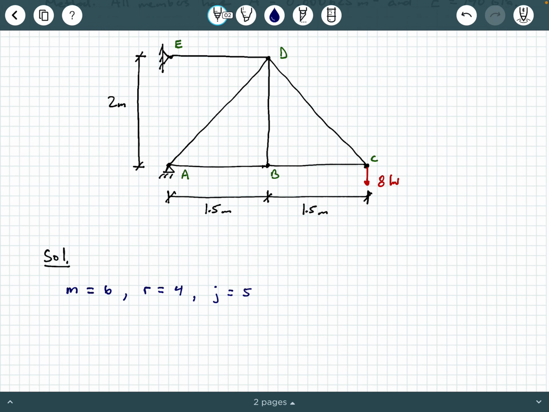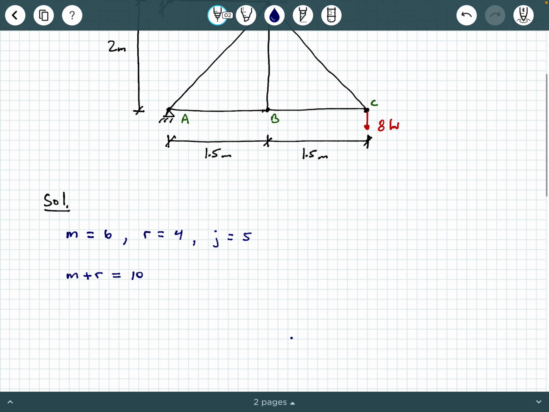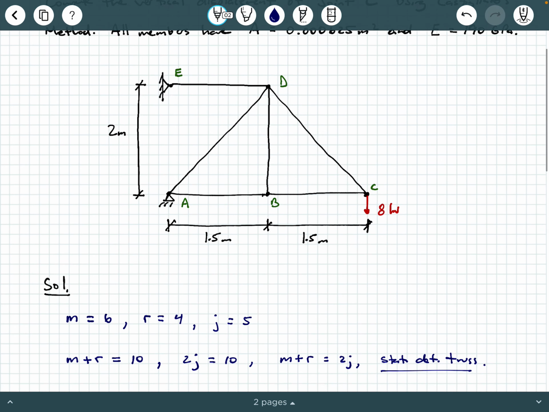So J equals 5. We compare M plus R, which gives us 10, to 2J, which also equals 10. So since M plus R equals 2J, we have a statically determinate truss. Also, there are no collapsible mechanisms for this truss. So this is statically determinate.